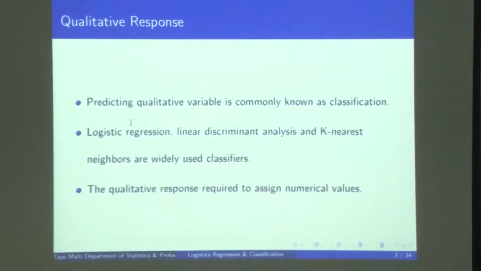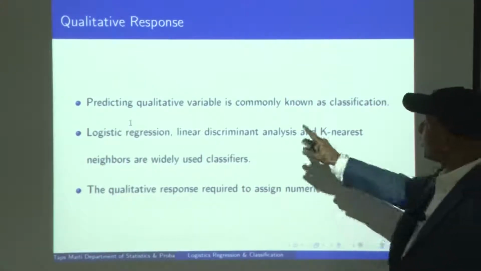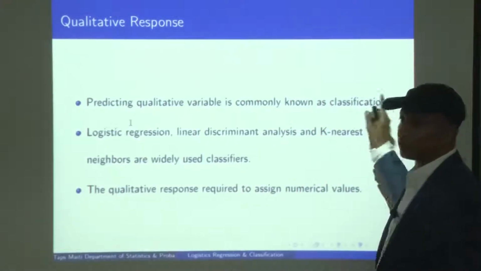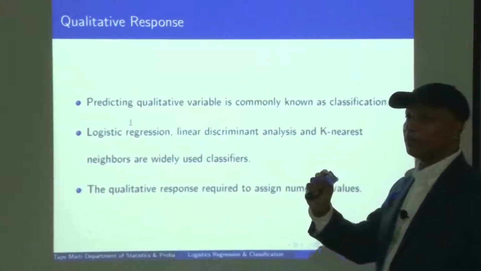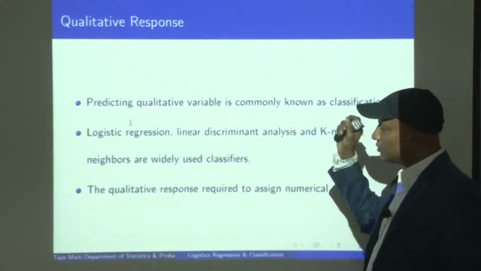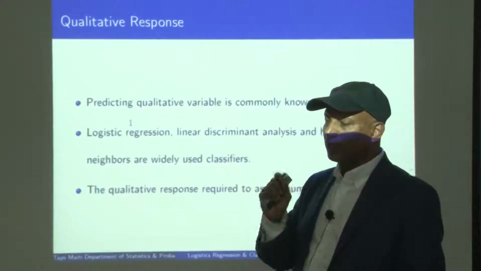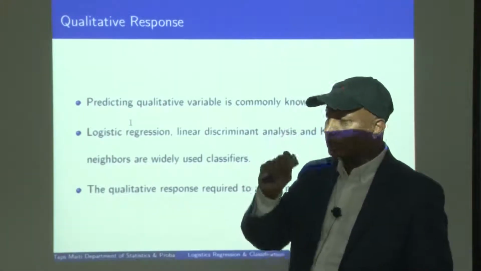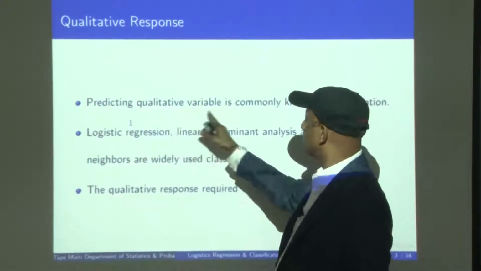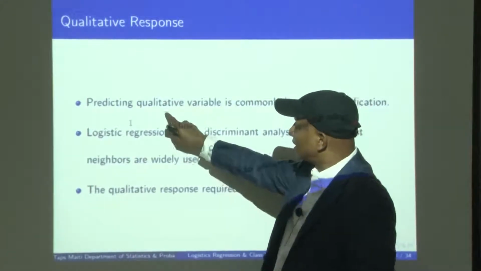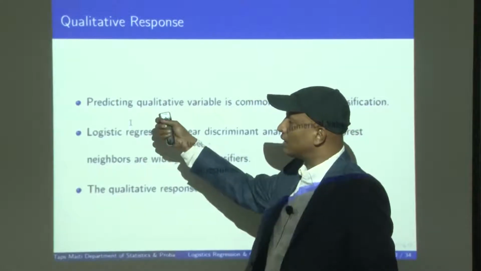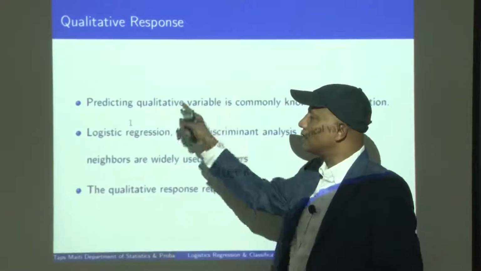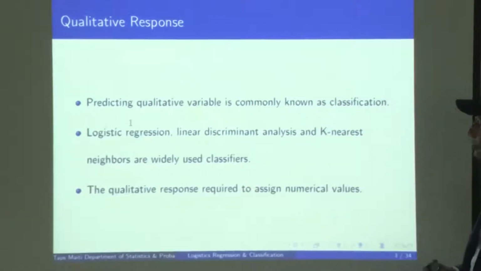Generally, it is the qualitative response. Predicting a qualitative variable is commonly known as classification. So what is classification? If you know what regression is, then classification is regression with qualitative variables, or you can think about it that way. Predicting qualitative means we can do the prediction in regression as well. So essentially anything related to the qualitative is classification.